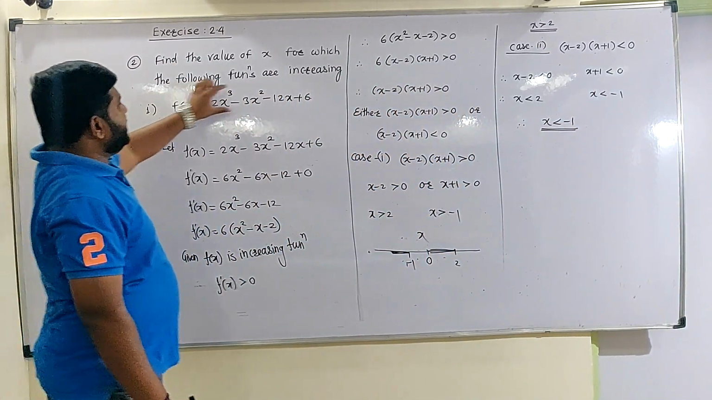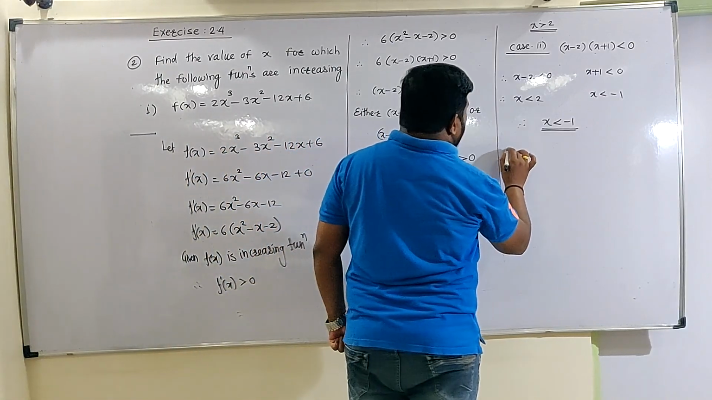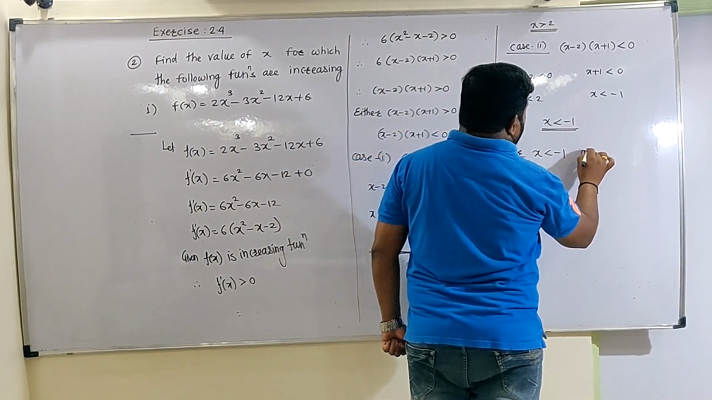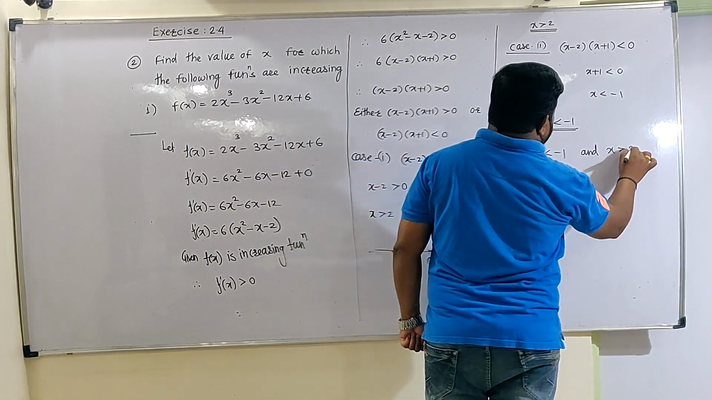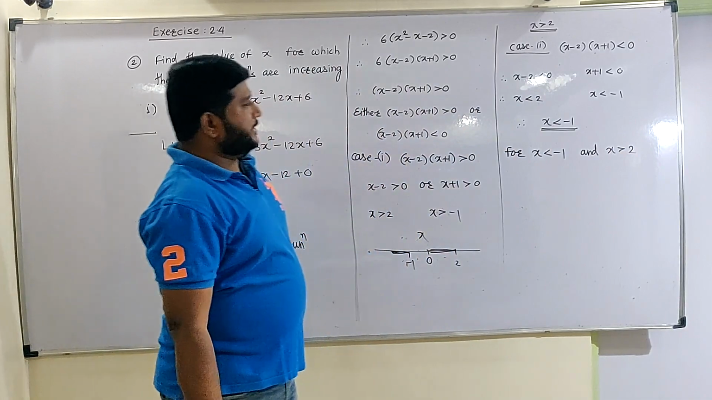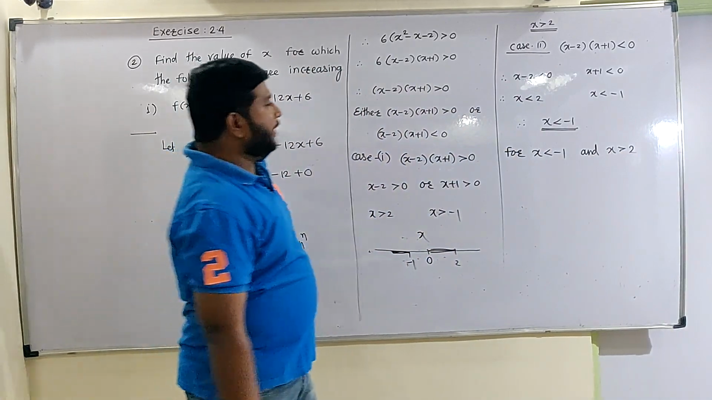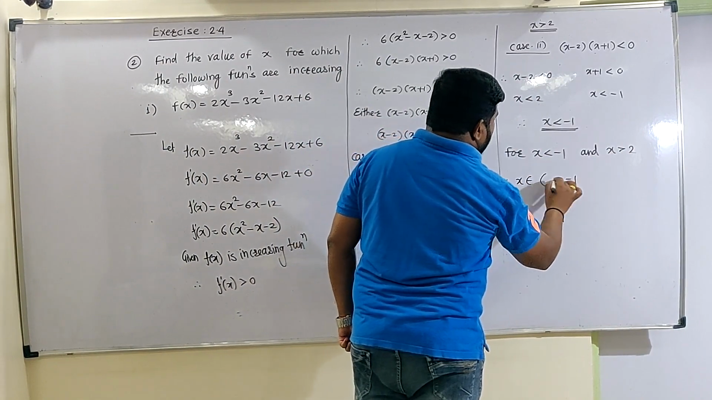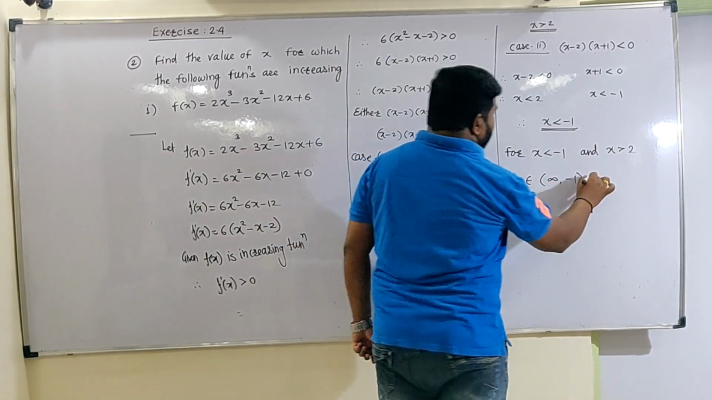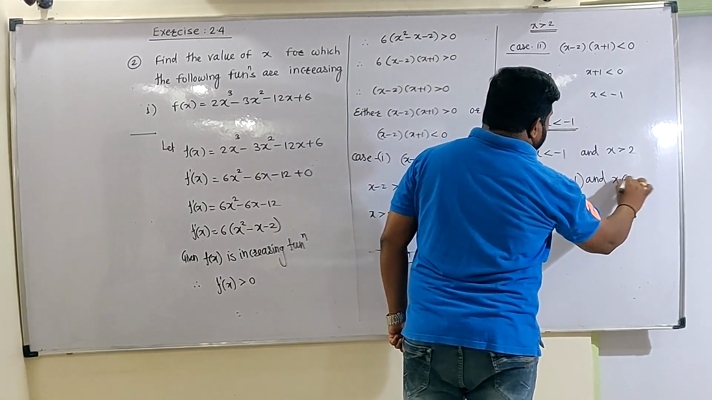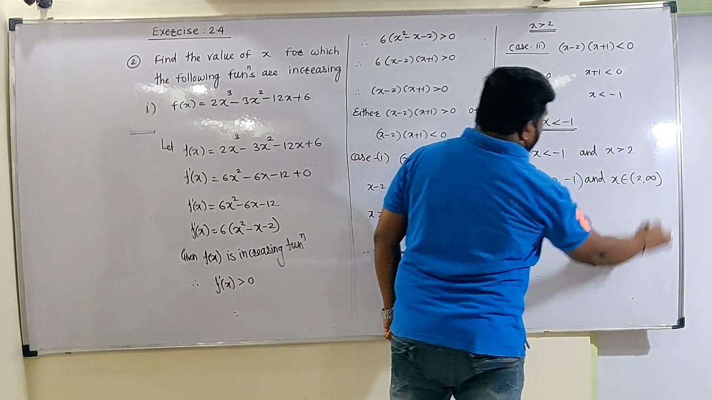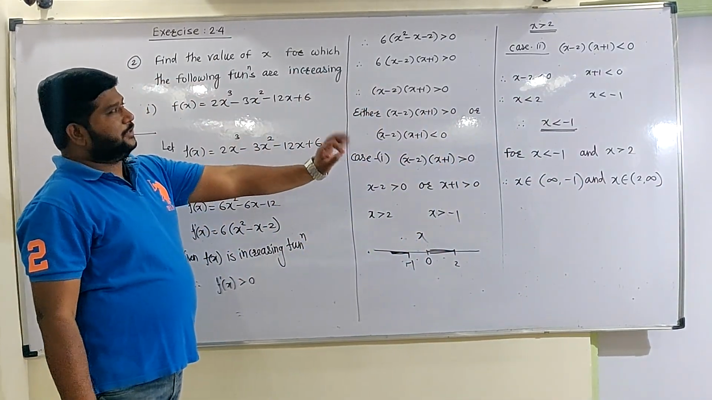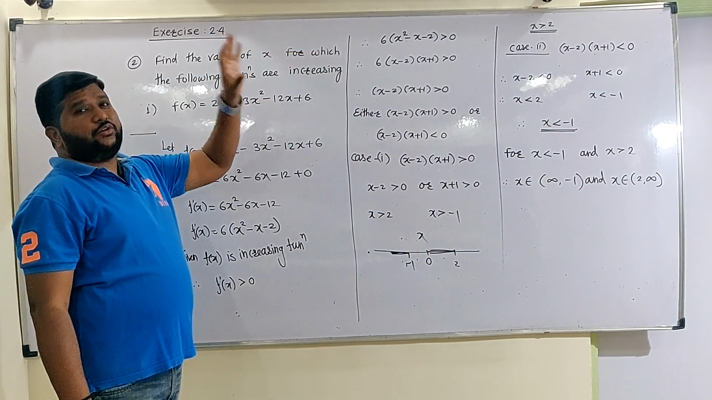If this function is increasing function for x is less than -1 and x is greater than 2. So we write here x belongs to (-infinity, -1) and x belongs to (2, infinity). So this is the answer. So x is less than -1 and x is greater than 2. These are the two values.